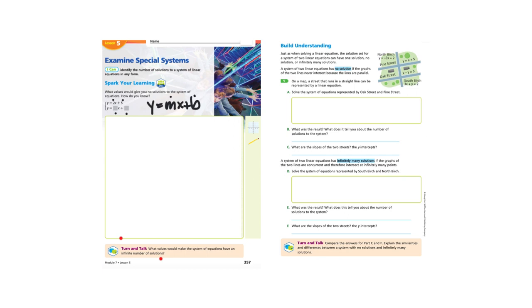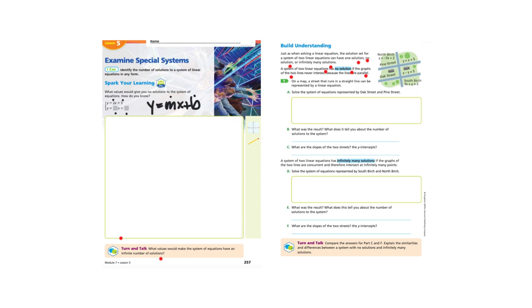So now if we look at the build and understanding, it says, just as when solving a linear equation, the solution set for a system of two linear equations can have one solution, no solution, or infinitely many solutions. So that was actually way back in Module 3 that you looked at those different types of possible solutions. And so now you're going to be looking at it for two linear equations. And they tell you that if two equations have no solution, it means that the graphs of the two lines never intersect because the lines are parallel.